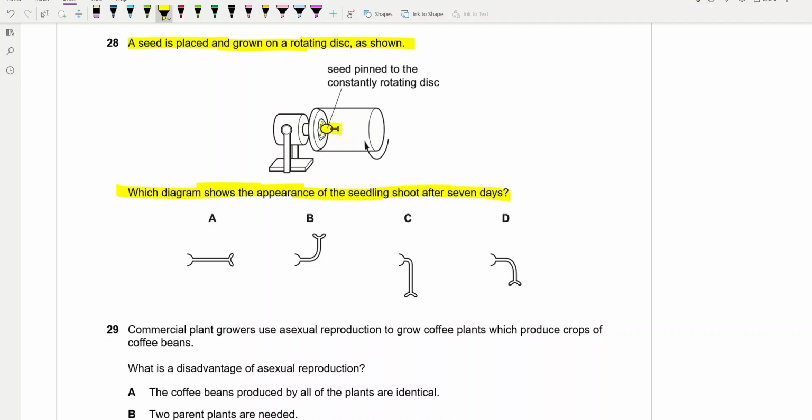So the seed is shown over here and the disc is constantly rotating. The answer would be option A, as it would still grow straight.